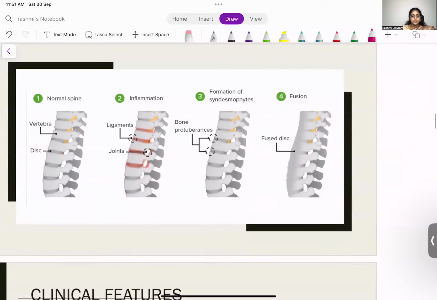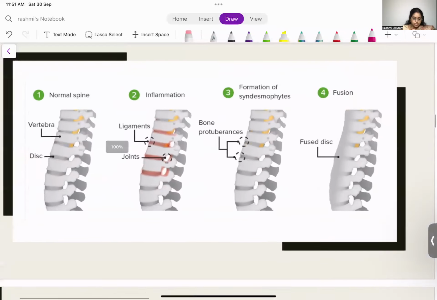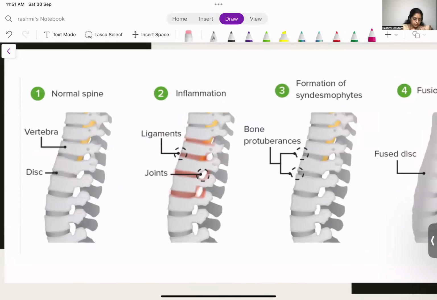So what happens in this? Now, what you can see here is a normal spine. You can see the intervertebral space. It is very clear. You have the intervertebral disc also, which is maintaining the distance and allowing the spine to move freely.